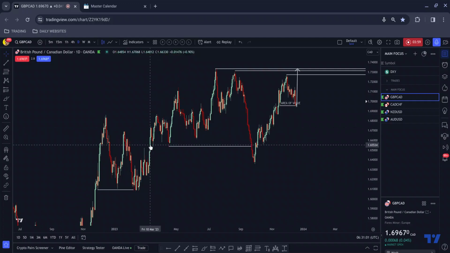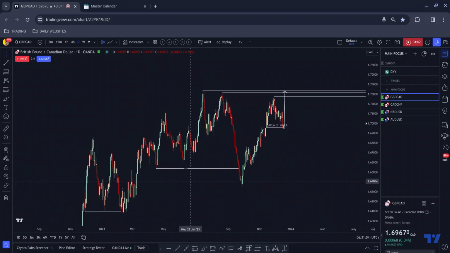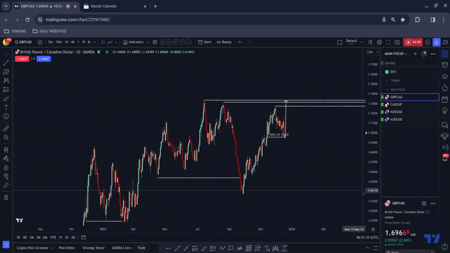Then we come back down, tap that area, push up. We have the same thing here. Price comes all the way down, near misses that area, pushes up, comes down, taps into it, pushes up. So you can see the psychology.